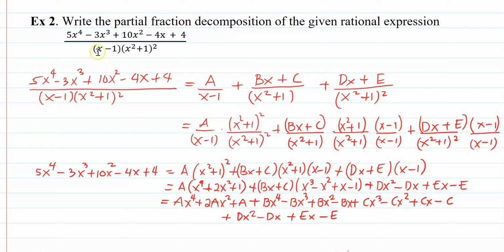So let's begin with the linear factor, x - 1. Because the multiplicity of this factor, or the exponent, is 1, there's only one fraction for this linear factor, and that will be A over x - 1. For the quadratic factor, x^2 + 1, the exponent is 2, so that means there will be two fractions for the quadratic factor. The first one is (Bx + C) over x^2 + 1, and the second is (Dx + E) over (x^2 + 1)^2.